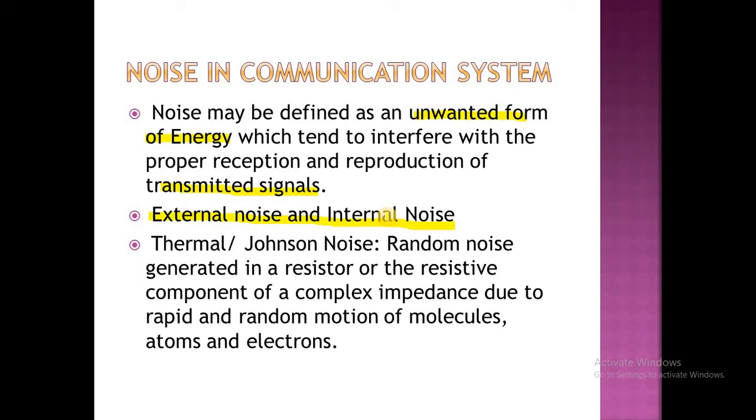Another important noise is the thermal noise or the Johnson noise. It is also called the resistor noise. This type of noise is the random noise which is generated in the resistor only, or the resistive component of a complex impedance, which is due to the rapid and random motion of the molecules, atoms and electrons. Clear guys? Noise is mainly divided into external noise and internal noise.